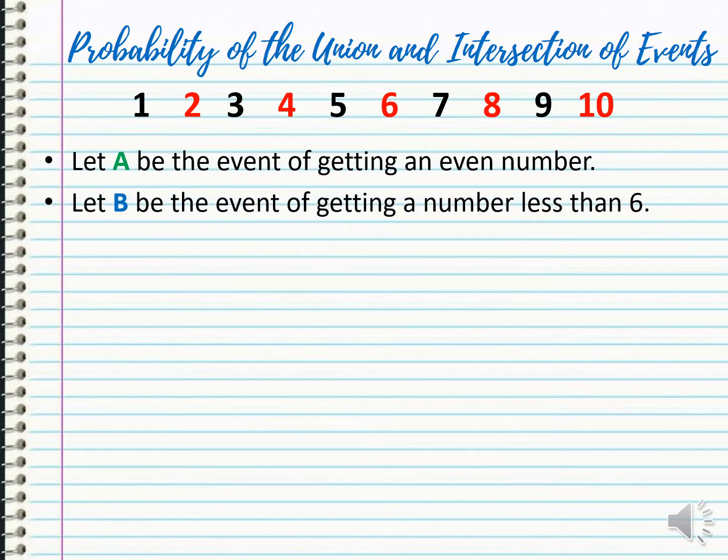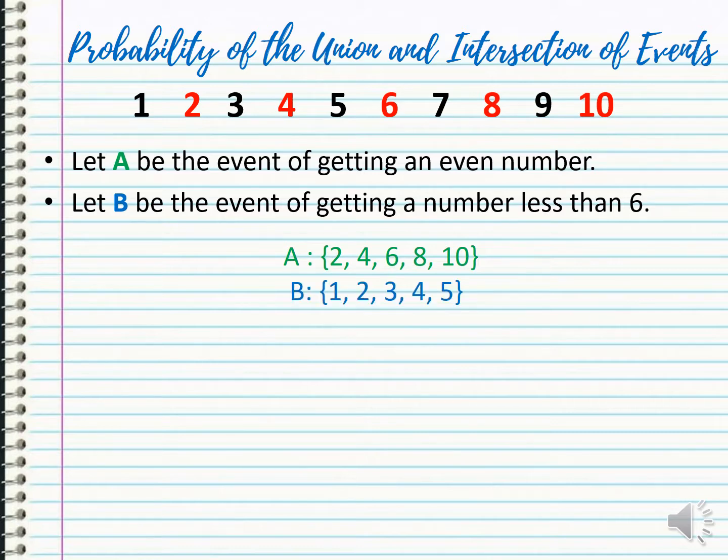Now we need to list down the possible elements of event A. So we all know that an even number is a number that is a multiple of 2. So we have 5 elements of event A, which is like this. And we also have 5 elements, 5 numbers, which are less than 6. So that's our event B.